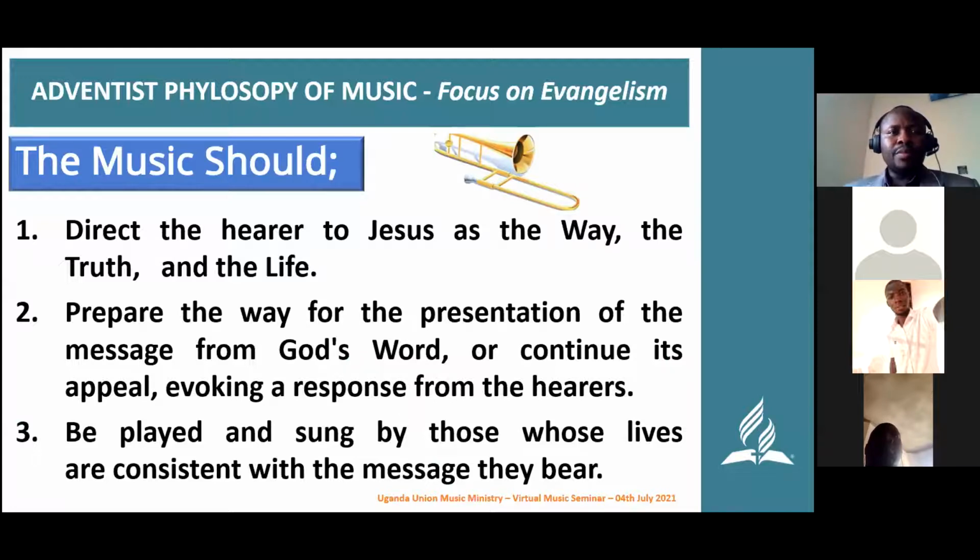This is what the music should do in evangelism. The music we prepare, the music we serve, the music we use in our evangelism efforts, in our children ministries, and youth ministries, we have to ensure, one, direct the hearer to Jesus as the way, the truth, and the life.